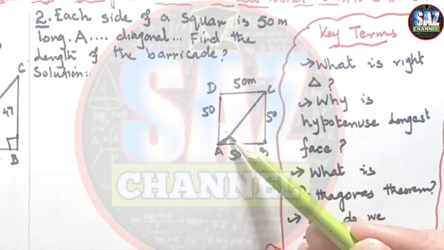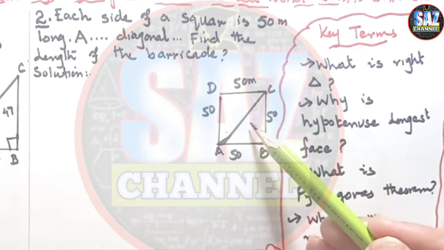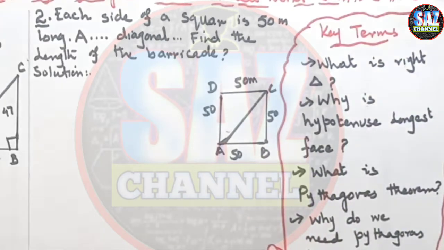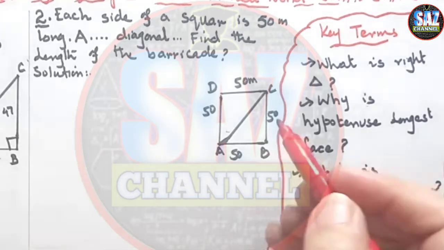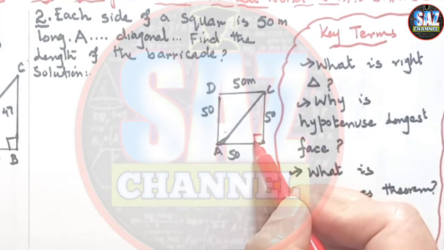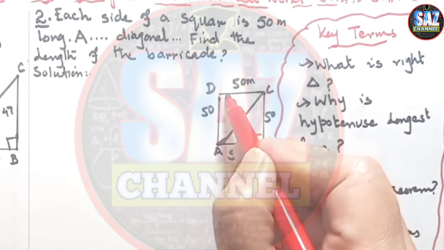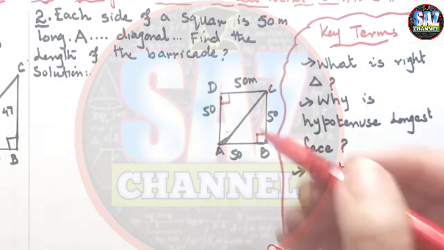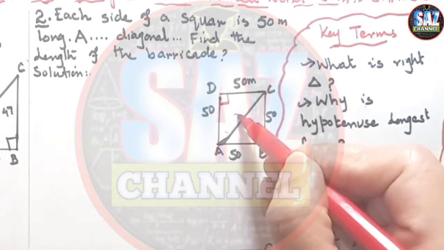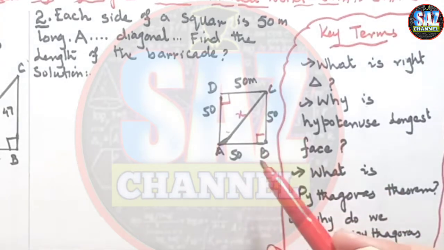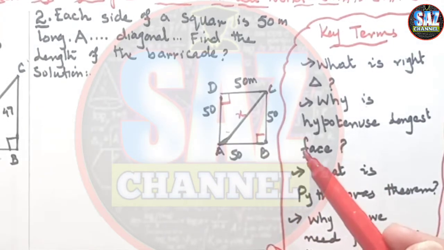So due to the drawing of this diagonal, the square will be divided into two right triangles, because if we recall the properties of a square, we know that each angle at the corner of a square has a measure of 90 degrees. So we can have two triangles due to this barricade. Now we are supposing that the length of the barricade is x.